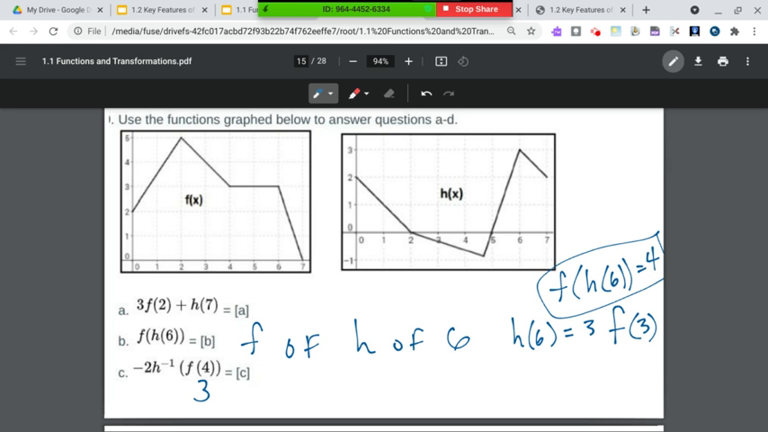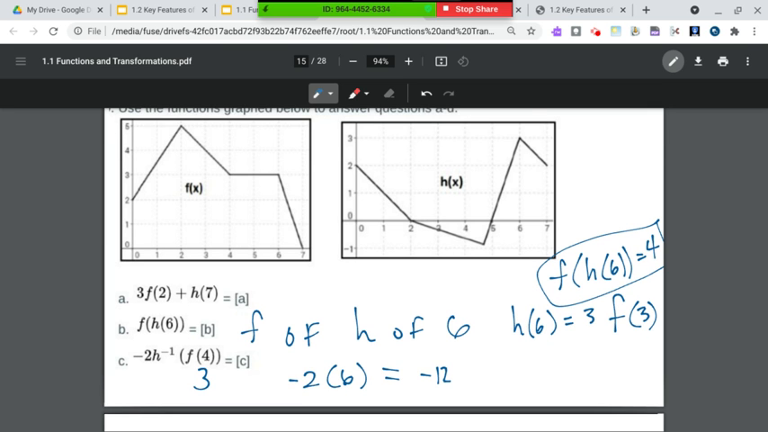Next, we need to find h inverse of 3. So remember I said whenever you see that inverse notation, which is that -1, you look at y and find the x. So when y is 3 on the h of x function, what's the x? Is it 6? 6. Perfect. So then your final answer is going to be -2 times 6, which we would say is -12. Good? Yeah. All right. You're doing amazing.